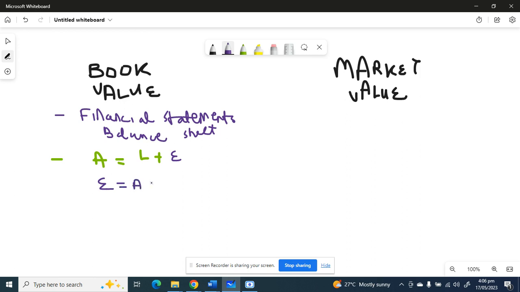assets minus liabilities. So what this is telling us, this is the value of the company after all the assets are sold and all the debt, all the liabilities, have been paid off. Then what remains? That is the book value of equity for the company. All right. So this book value of equity is also represented as ordinary share capital.